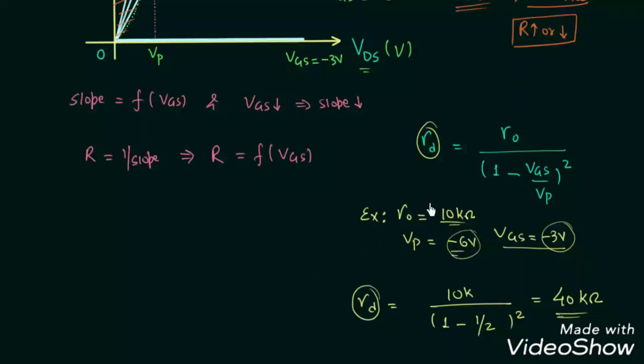And you can clearly see when VGS was equal to 0 volt, the resistance was equal to 10 kilo ohm, and when VGS is equal to -3 volt, resistance is equal to 40 kilo ohm. So if you make VGS more and more negative, the resistance of junction field effect transistor will increase. So this is the conclusion of this lecture, and this point is very important. On decreasing VGS, the resistance of JFET will increase, and you can also use the JFET as a voltage control resistor because of this property.